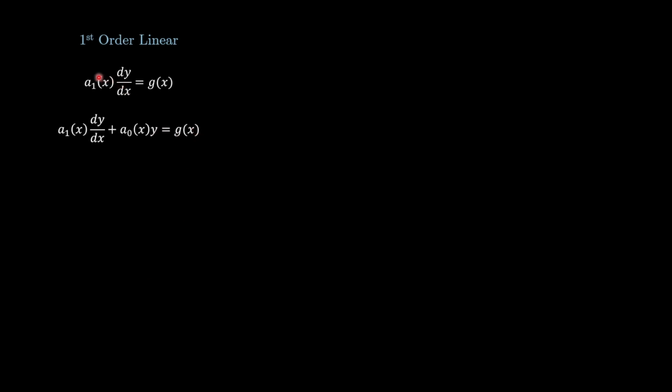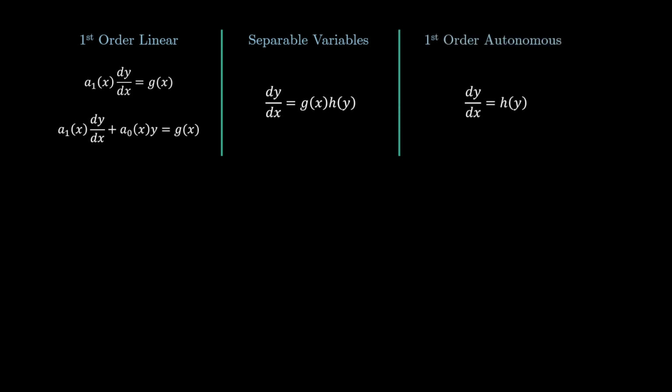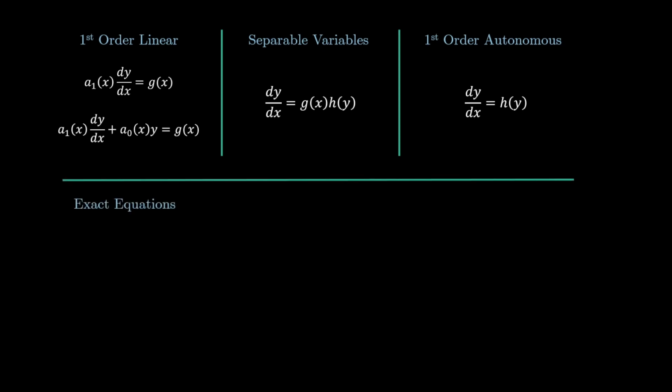Next, imagine if we divided this coefficient a1 of x over and we multiplied a function of y. Then we got our case of separable variables, which we covered next. And if we remove the function of x and just had the function of y, then we had our first order autonomous. And now we move on to the topic of this video, which will be exact equations.